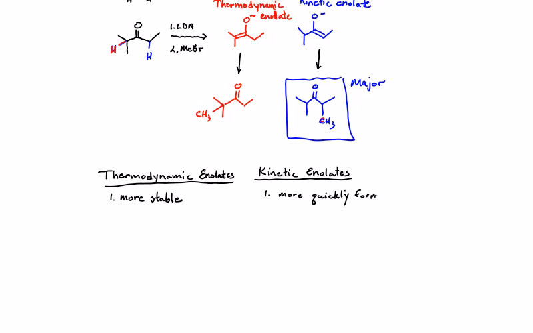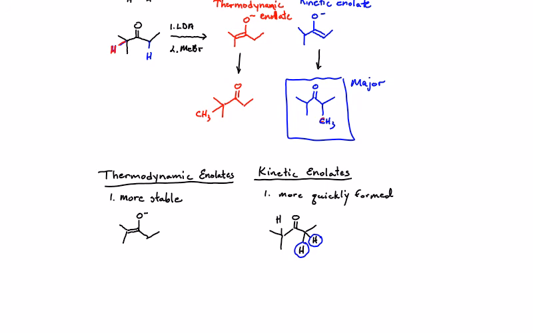So if we look at the two examples that I gave up top here, the thermodynamic enolate was the one that had a double bond that was most substituted. In fact, it was tetrasubstituted. Whereas in the kinetic enolate, the enolate was formed from the reaction of the base with the most readily available proton. So in other words, there were two possible protons we could have removed on the right side as opposed to only one on the left-hand side.